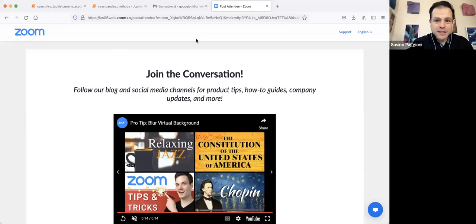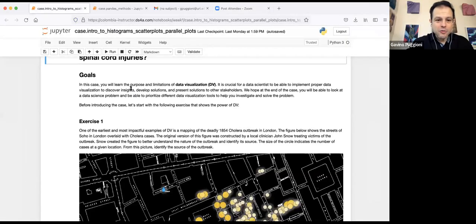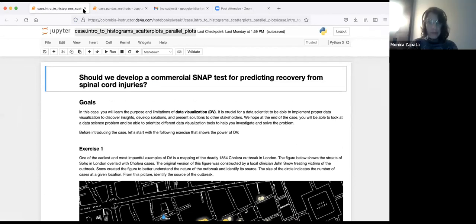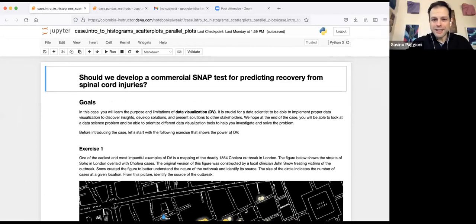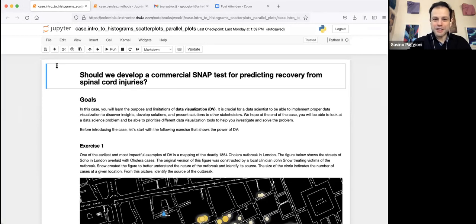Okay, so let me share my screen here. So we are going to start with our known coding case. And can you see my screen correctly? And can you hear me? Amazing, great. So the title of today's case is... works fine.